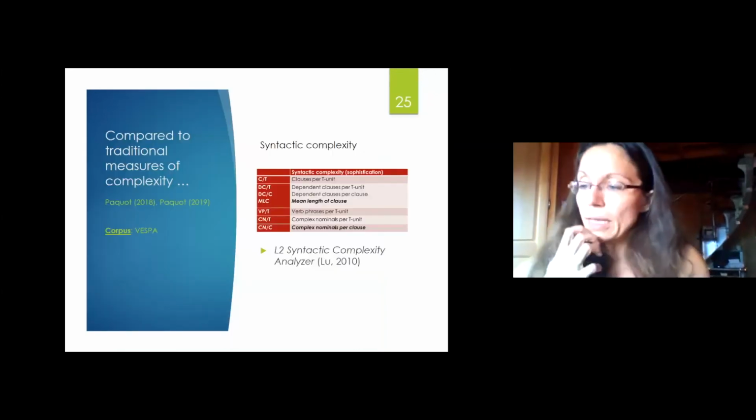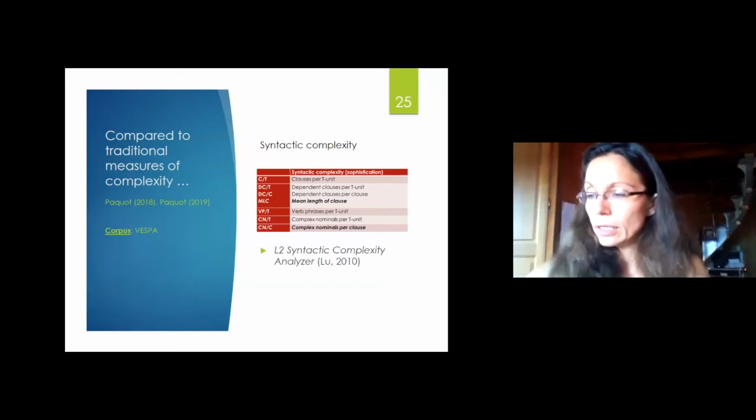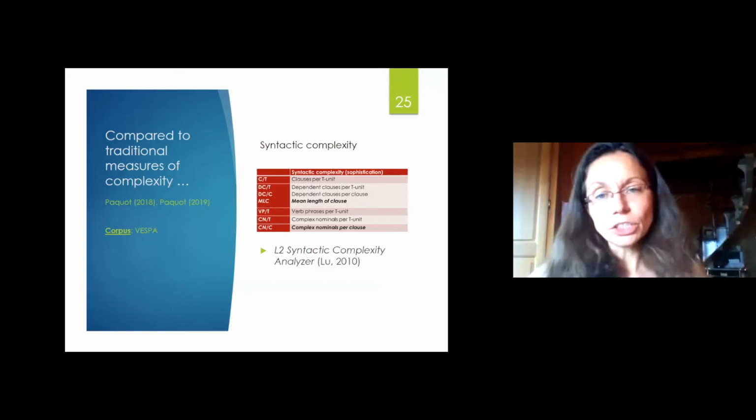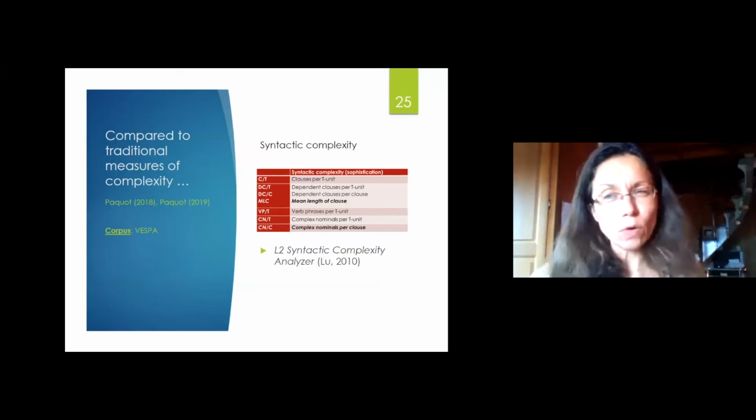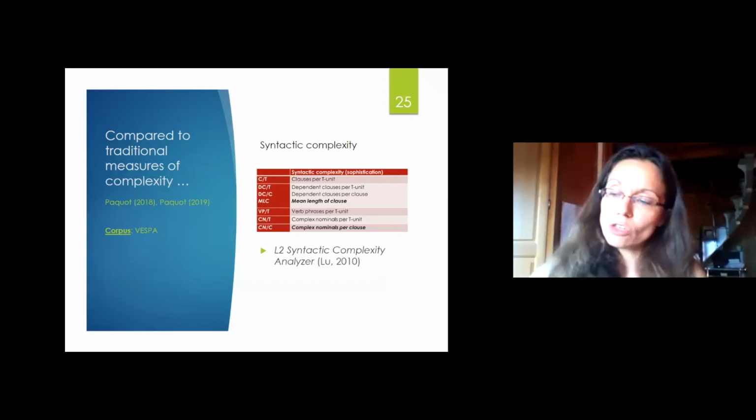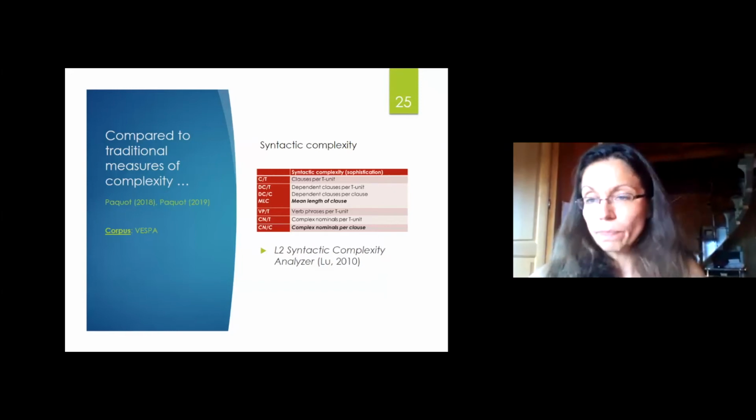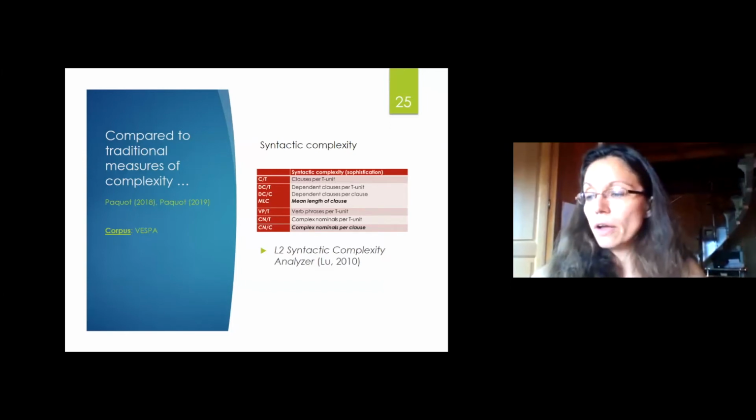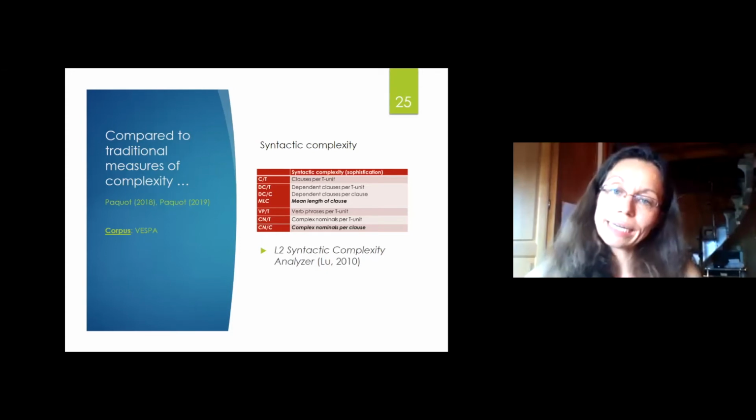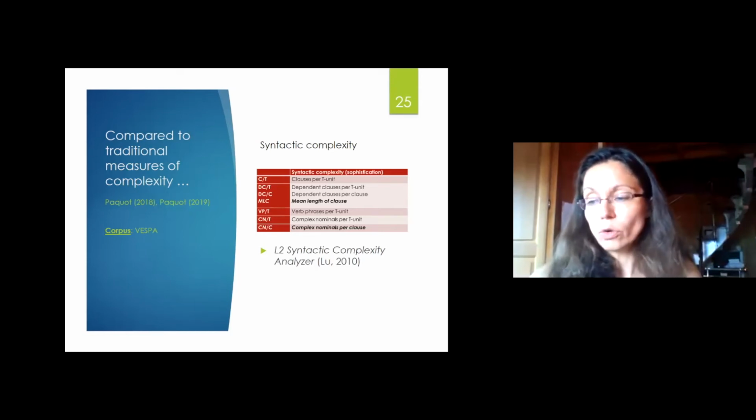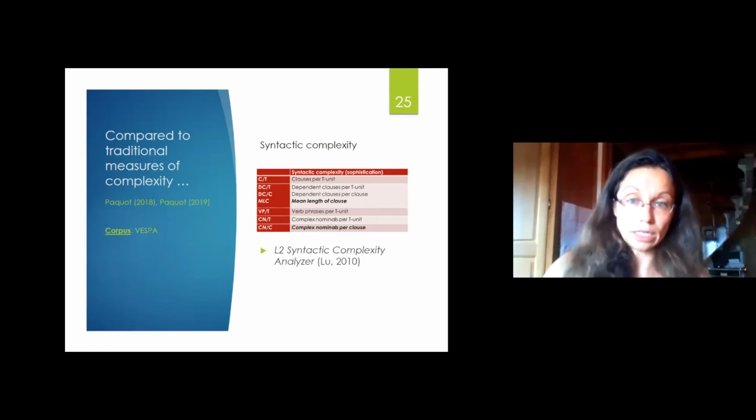Okay, in a corpus of upper intermediate to advanced learner writings such as the VSPA, measures of phraseological complexity were also found to be the only measures of complexity that could discriminate between proficiency levels. So measures of syntactic complexity did not distinguish across levels. Only mean length of clause and complex nominals per clause increased linearly from B2 to C2, but the difference was not significant.